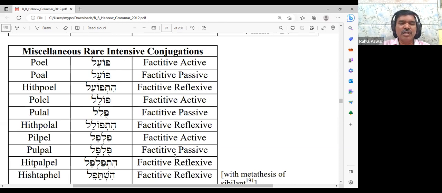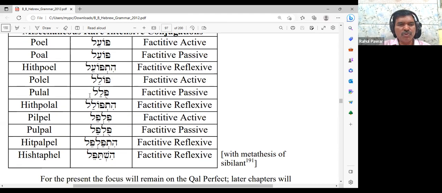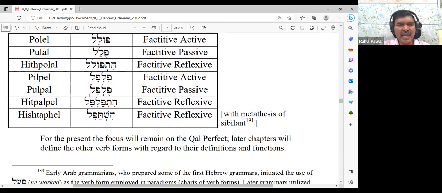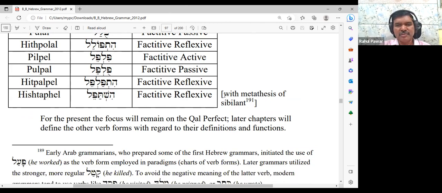Apart from these seven conjugations, you will find others very rarely. Here it is said: miscellaneous rare intensive conjugations. But they exist, and sometimes you will find them used in biblical Hebrew: Polel, Polal, Hitpolel, Polel, Pulal, Hitpolal, Pilpel, Pulpal, Hitpalpel, and Hishtaphel, because of the sibilant.